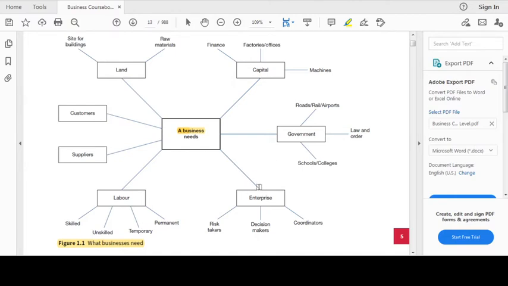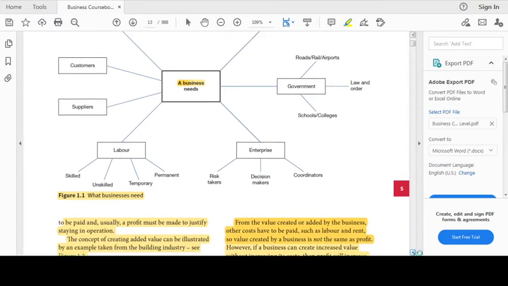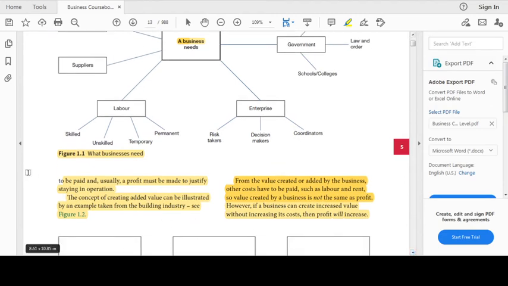There are a lot of things that a business needs to do. Business needs enterprise. These are all the basic, or very important, things that a business needs, and without these things business cannot work. Now, to be paid, usually a profit must be made to justify staying in operation.